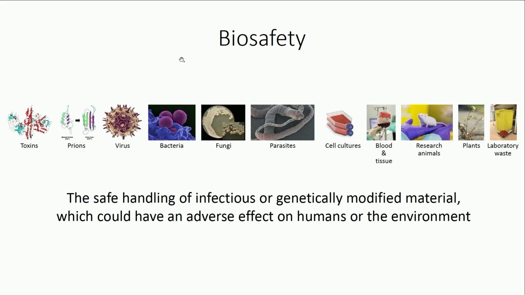Mainly, it's of course the things in the middle, virus, bacteria, fungi, microorganisms like that. But it also includes blood and tissue, animals, plants that are genetically engineered in some way, or perhaps invasive also, then that could also be an issue. And of course lab waste from all of this. So it ranges from like the nanometer up to the meter size, depending on what you're working with.